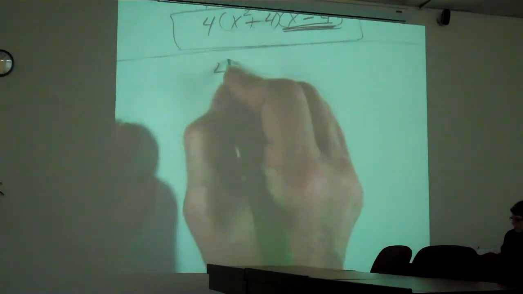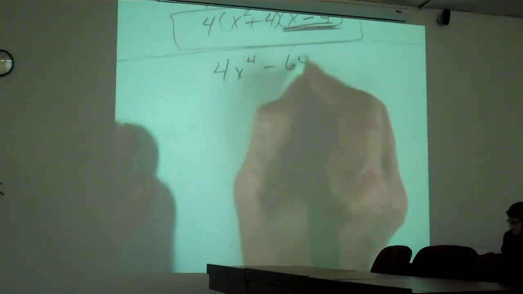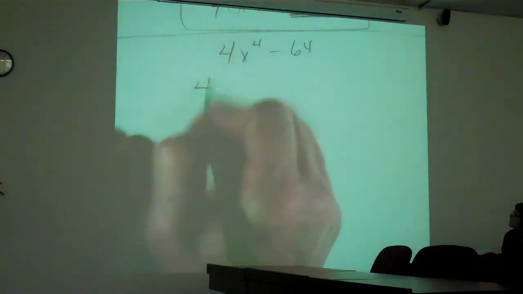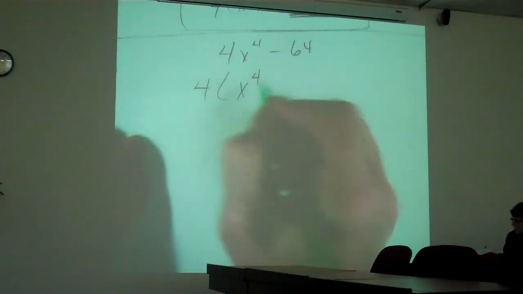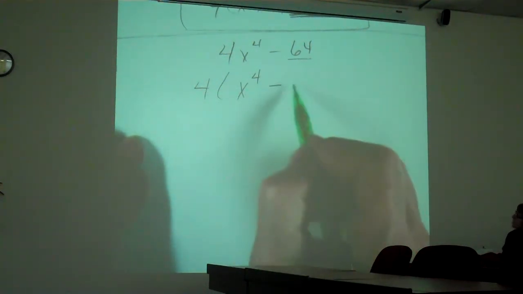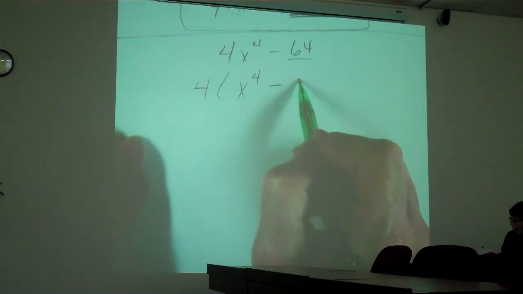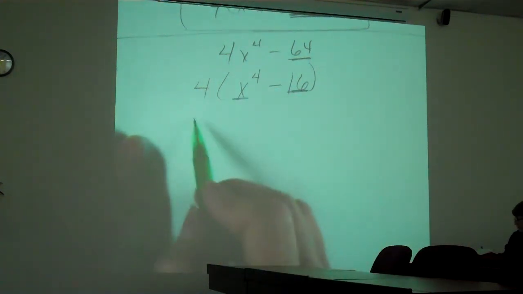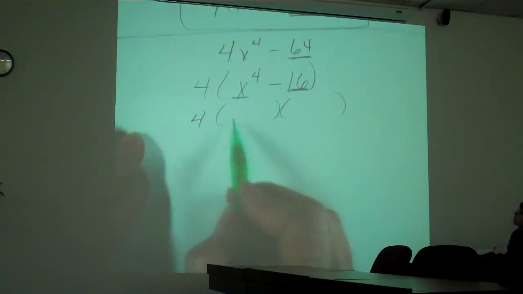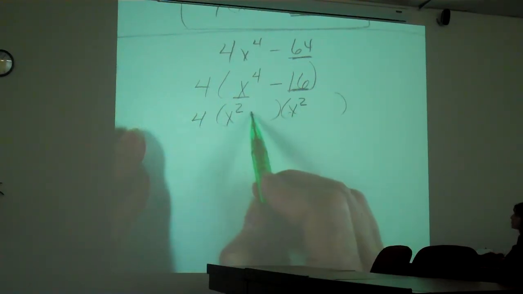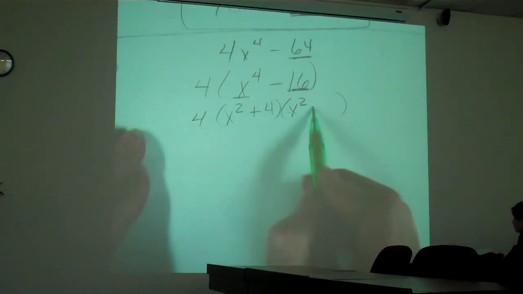4x to the 4th minus 64. Can we factor 4 out? Yes. Okay. I just screwed up when I did it. Let me see. 4 is there. This is 16, and 16 times 4 is 64. This is a perfect square of x squared, right? Like you were saying. X squared plus 4 and minus 4.